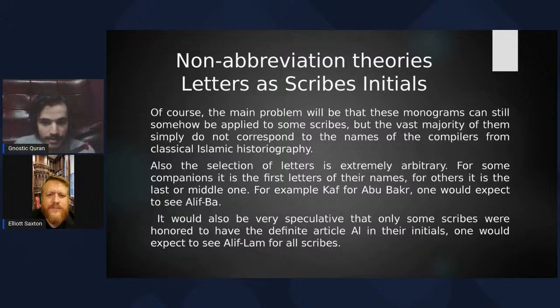There is also this problem of the Alif Lam, that it appears only for some scribes, for Zubair, for example, Alif Lam Zain, or Alif Lam Mim for Mughira. But it doesn't follow, for example, Kaf, Nun. This letter is presented solely in the text, so that's strange too. And as far as I know, Theodor Nöldeke himself abandoned this idea in his later works.